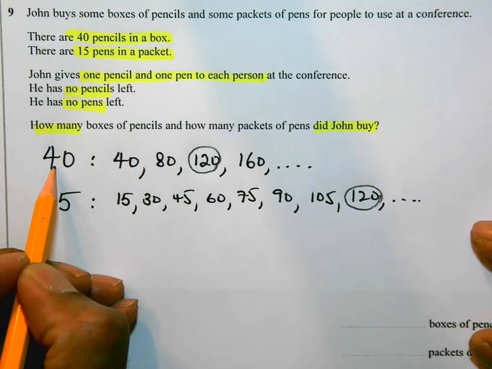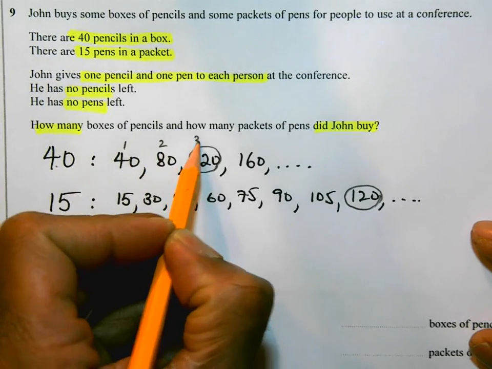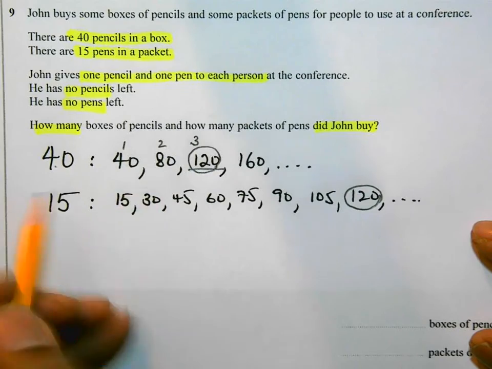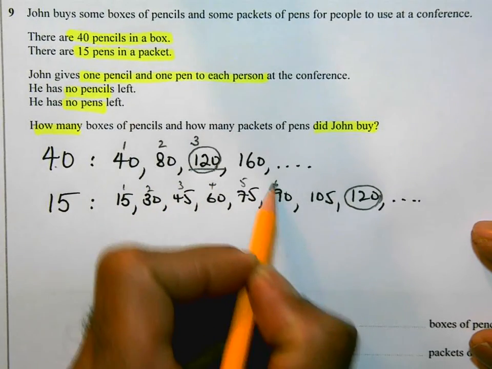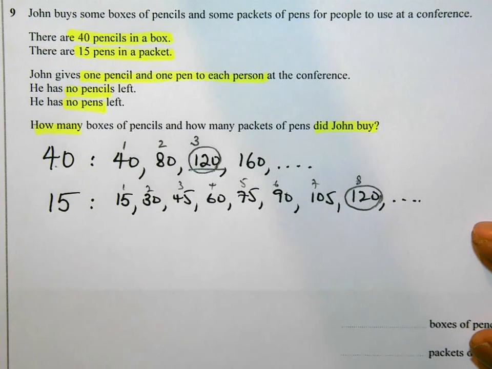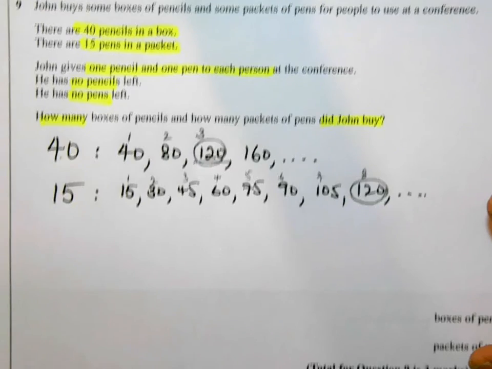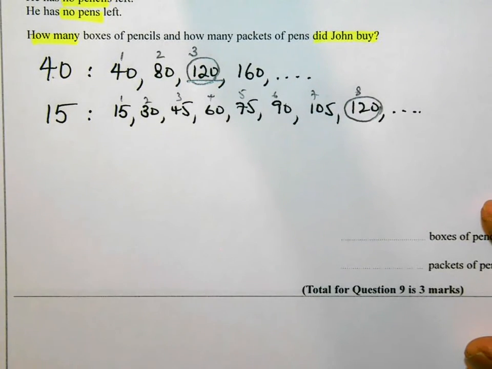And basically, with regard to pencils, if he bought 1, 2, 3 boxes of pencils, he would have had 120 pencils. If he bought 1, 2, 3, 4, 5, 6, 7, 8 packets of pens, he would have had 120 pens. And that way he would be able to give one to every person. There were 120 people altogether at the conference, and he wouldn't have any pencils or pens left behind.